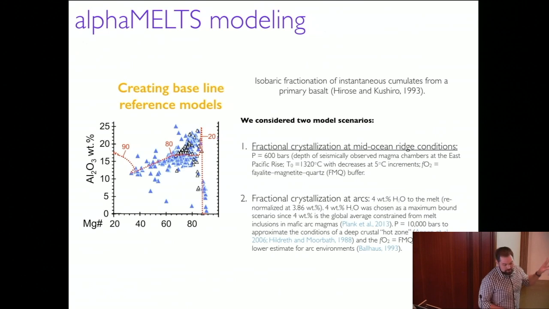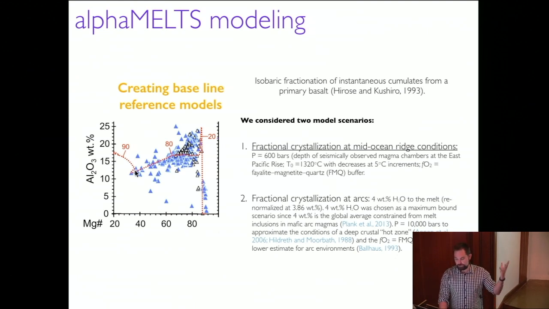The reason I tell you about this now is that in the next plot you're going to see the experimental cumulate composition overlain over the natural cumulates with some MELTS modeling. And we did alphaMELTS modeling to try and create baseline reference models to make sure that what we were seeing represented some degree of reality, or at least be able to cross-check our cumulate evolution trends.